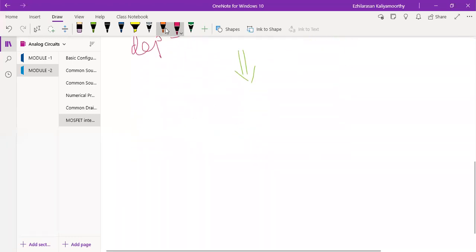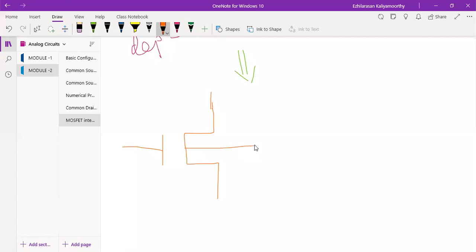Let me draw the diagram again. Let me draw the equivalent diagram of the MOSFET. This will be your MOSFET. This will be the gate, this will be the drain, this will be the bulk B, and this will be the source.